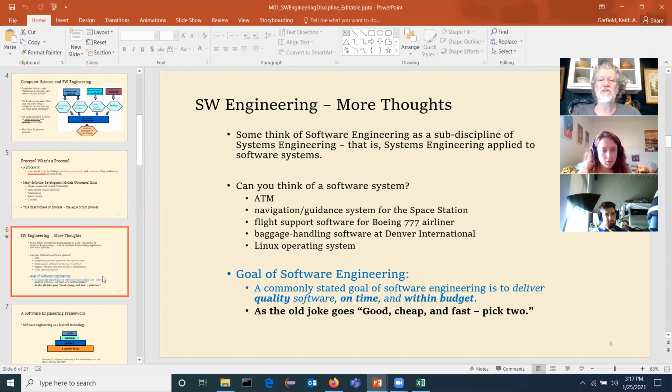Okay, some people think this is a subdiscipline of systems engineering. So, gosh, systems engineer, what is that? When I worked in industry in the 80s, I would encounter systems engineers. It was a brand new discipline. Software engineering and systems engineering are new disciplines. They've really only been recognized as disciplines for about 30, 40 years, as opposed to math, which is 7,000 years old.